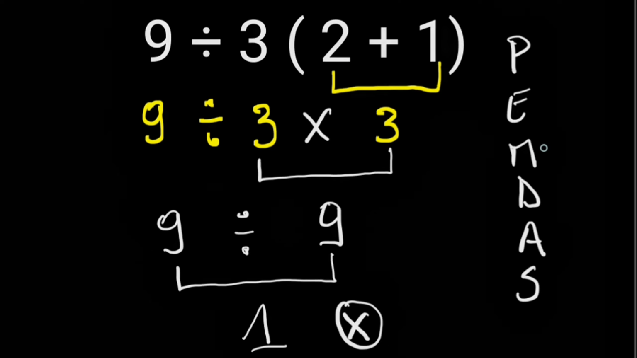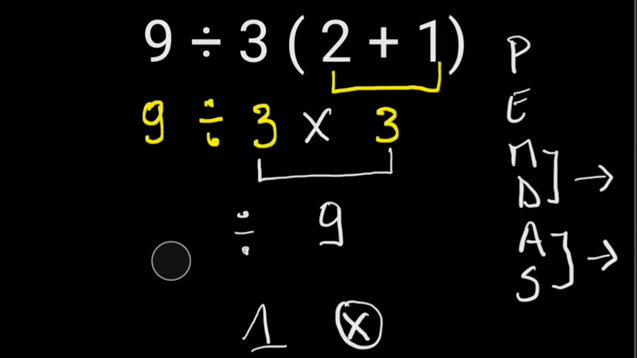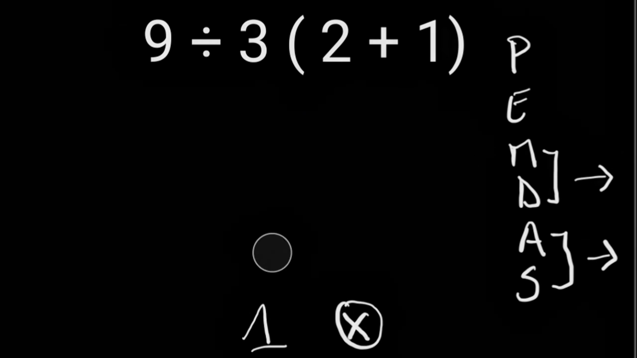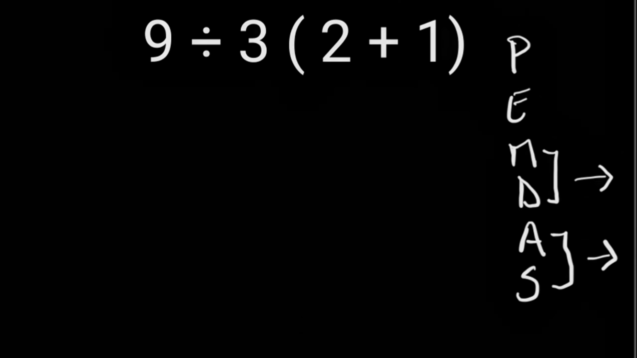We need to know that multiplication and division have the same rank, so they are solved moving from left to right. Addition and subtraction also have the same rank, so we solve them moving from left to right. So now that we know this, we're going to erase this, and we're going to do what should be done here. So when you have an expression like this one, first you start with what is inside the parenthesis.